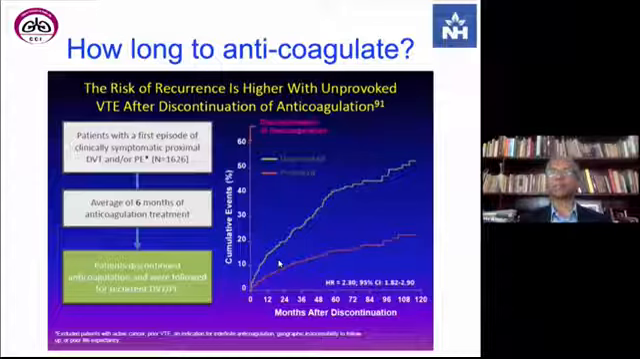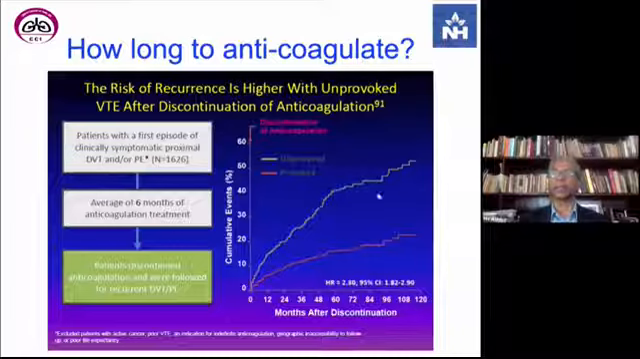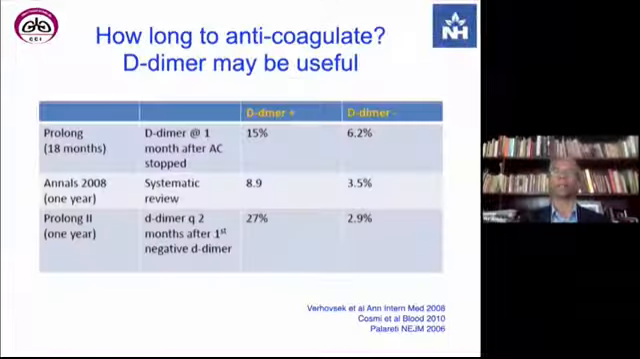And we know that if the first PE was unprovoked, with no obvious factors such as surgery, immobilization, cancer, and so on, then the risk of having a recurrence is much higher. If a person has a provoked PE, on the other hand, the risk is less, though not zero. And I'll ask you to remember this: the risk is lower, though not zero.